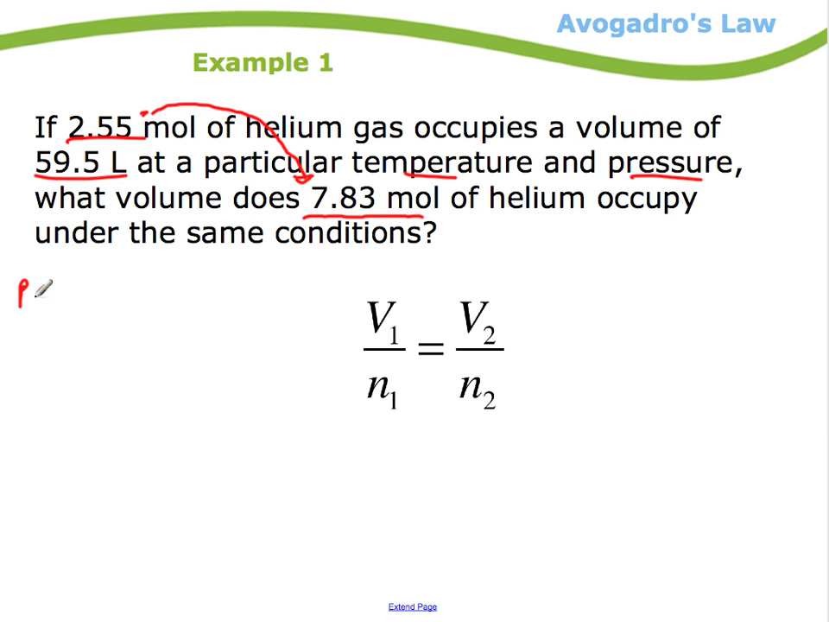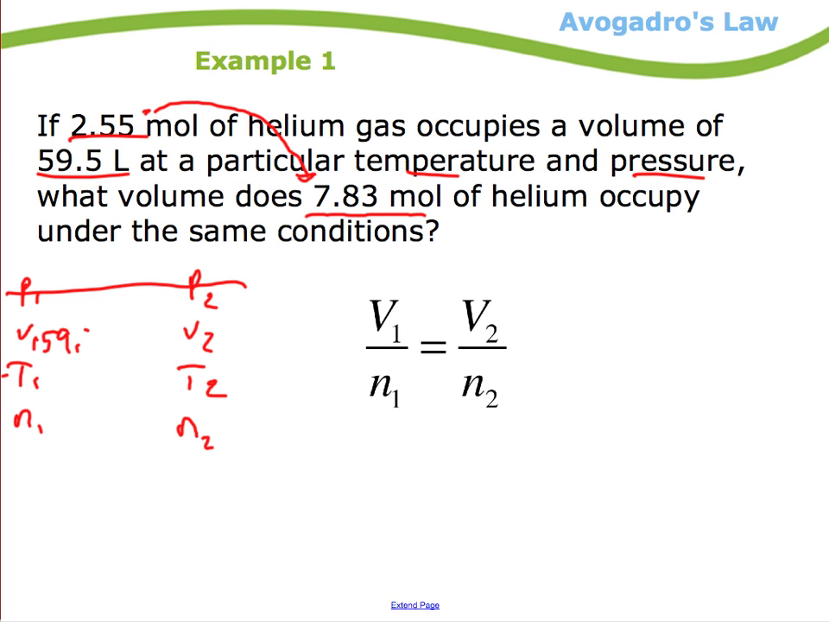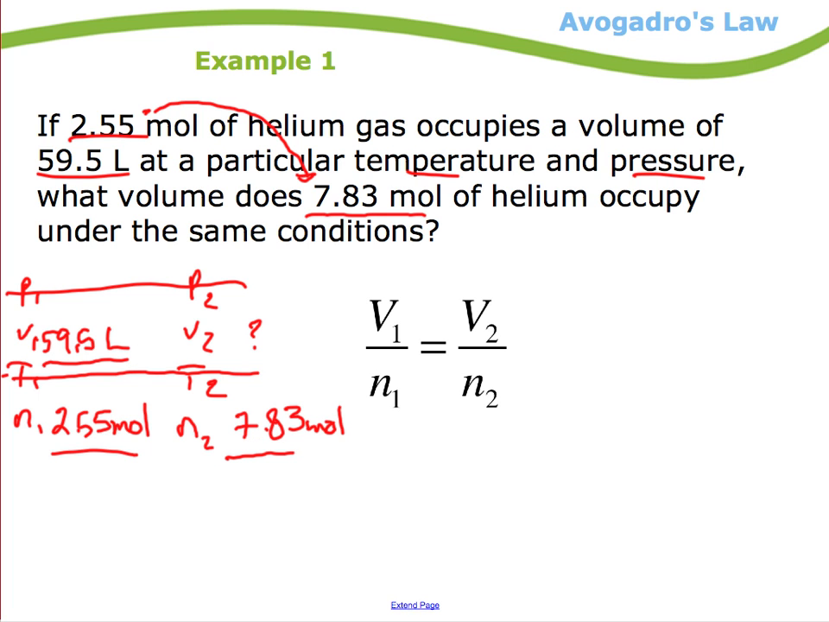I should have written this other thing on the side here. I didn't. P1, V1, T1, N1. Was there another one? I think that was all. P2, V2, T2, N2. So pressure we're keeping the same. V1 was 59.5 liters. V2, well, I didn't know. Temperature, that was a wash because it was the same. Then I started with 2.55 moles and I ended with 7.83 moles. So my question was, if I increase the number of moles, then what will the volume increase to?